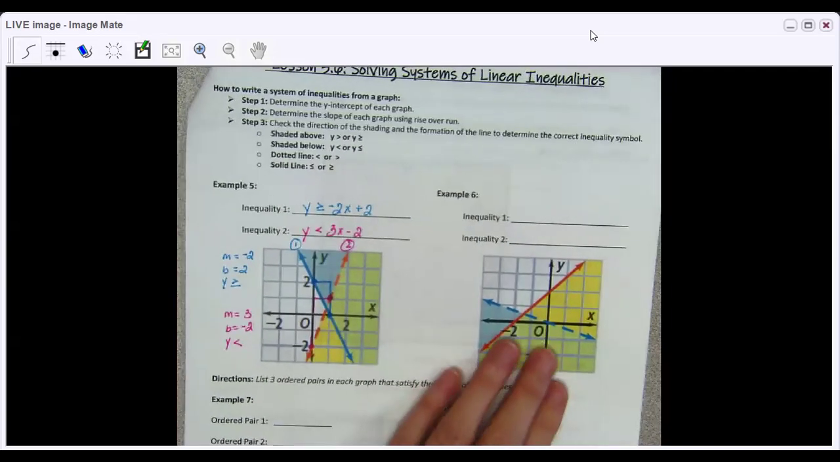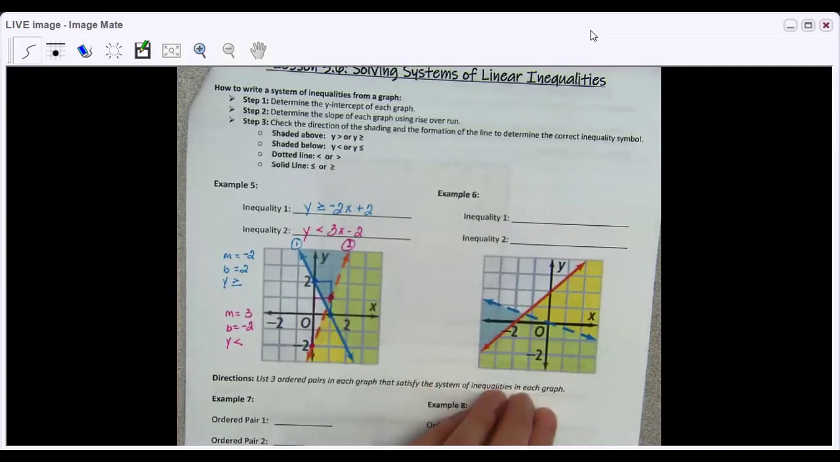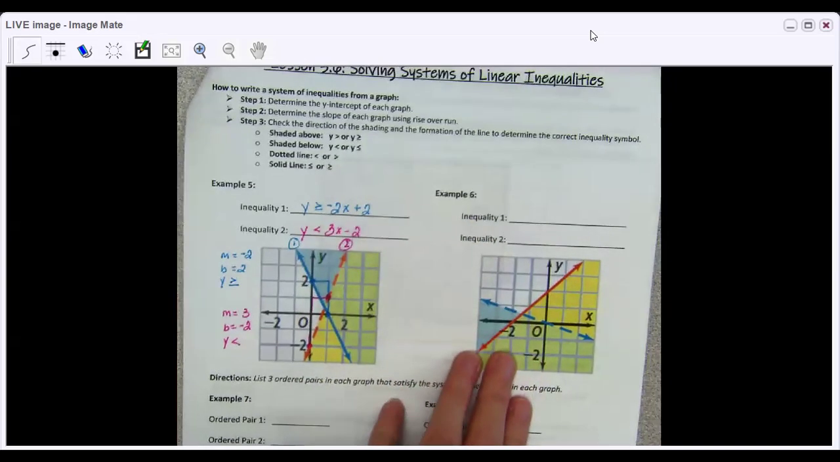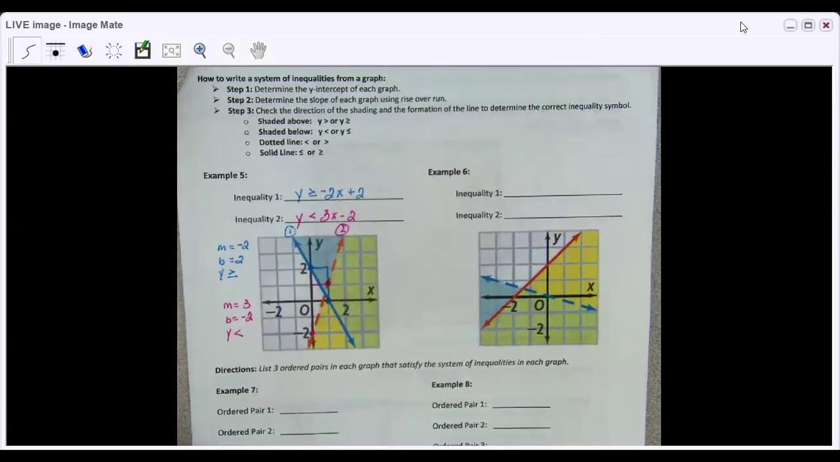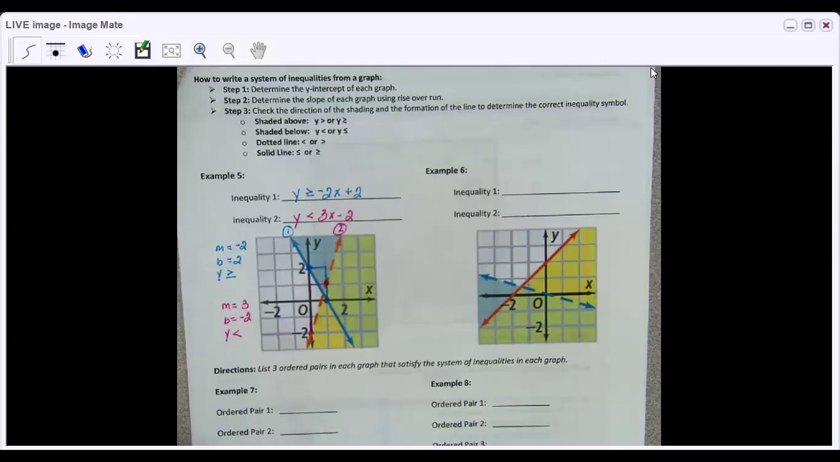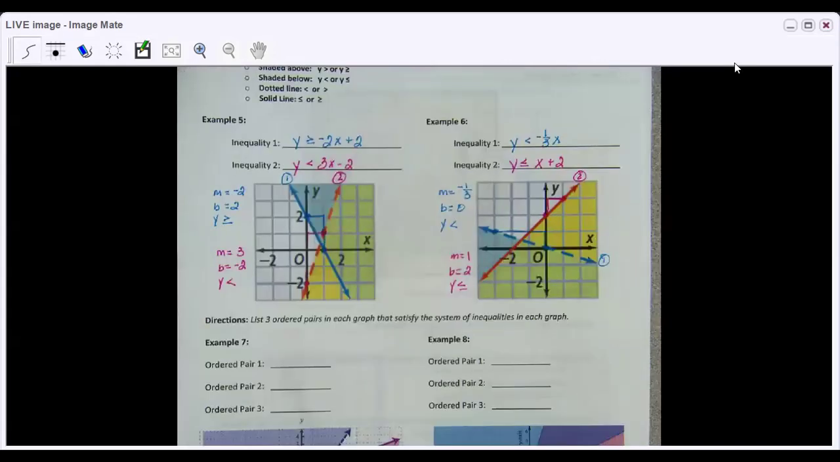Okay, so for example 6, I want you to work with a partner on this. If you don't know, ask, or if you both want to try it on your own and then check, go ahead and do that. So I'm going to pause the video while you work on this, and then we'll come back and check. Okay, go ahead and check my inequalities. Make sure they match yours. And are there any questions? You're doing good today.